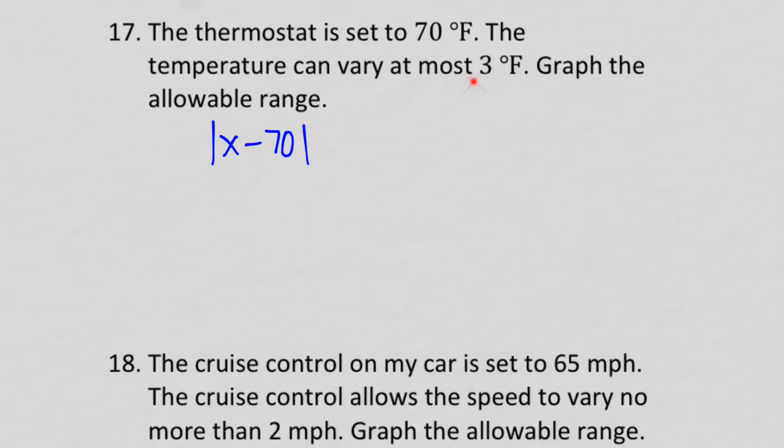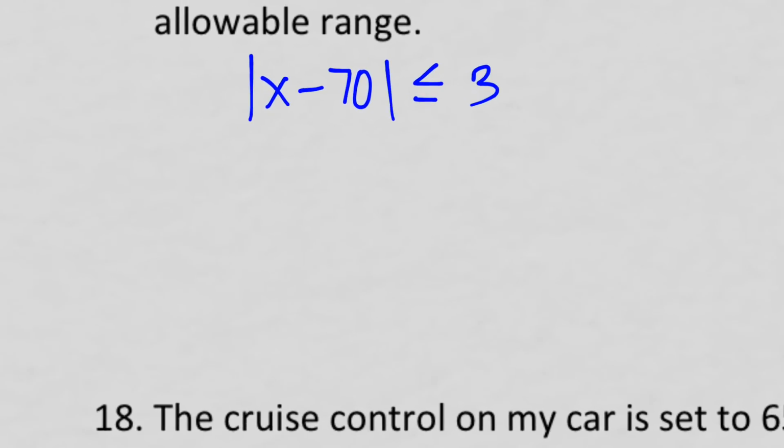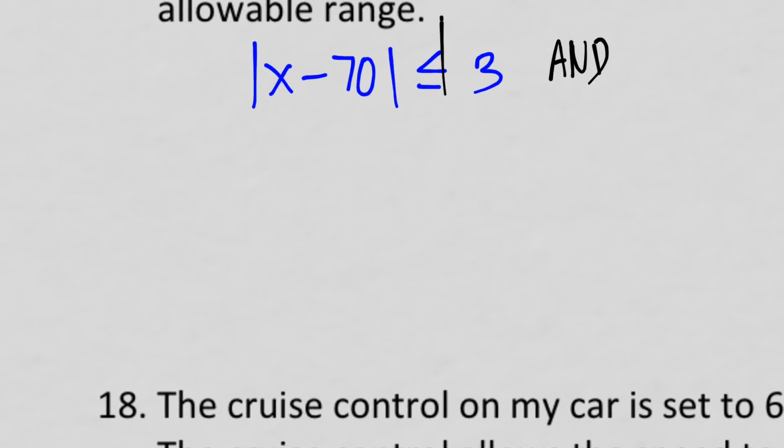And then if they tell me that it can vary at most 3 degrees, that means that the temperature here will be less than or equal to 3 degrees around close to 70. Okay, so it cannot pass 70. It cannot pass 3 degrees either above 70 or below 70. And then all you got to do is solve that. That's actually pretty simple to solve. We've been solving these. First thing you check is what kind of inequality, which is and in this case. You split it up into two.